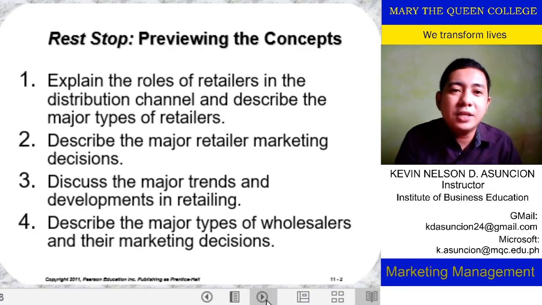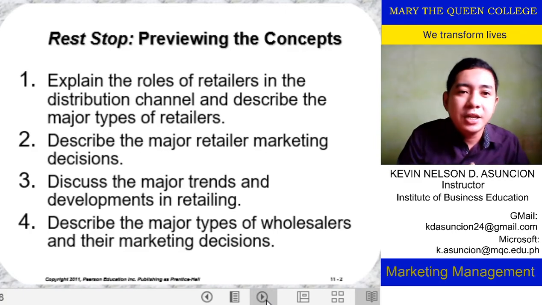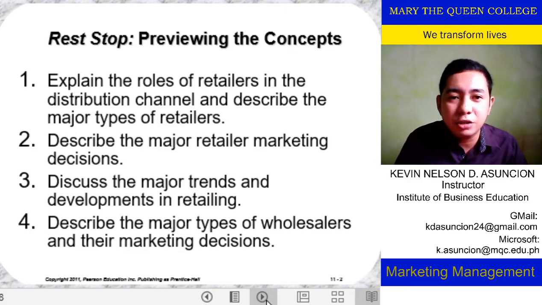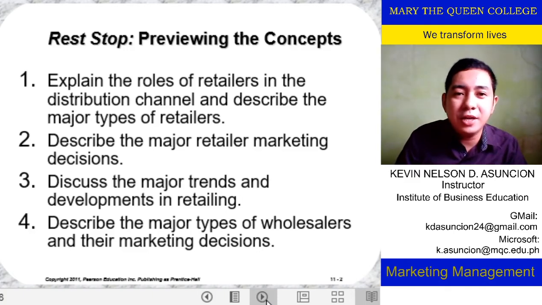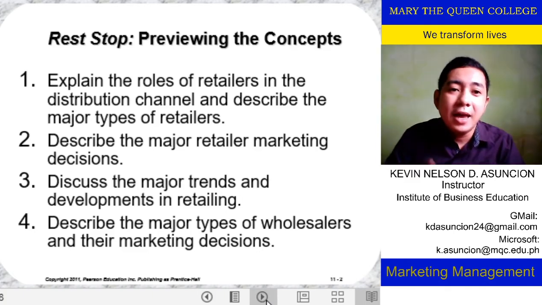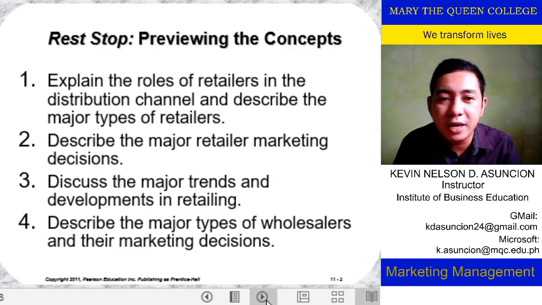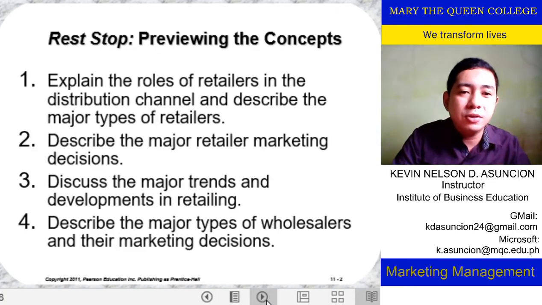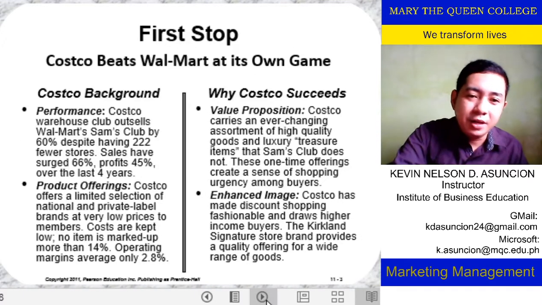So this session's objectives are: you are able to explain the roles of retailers in the distribution channel and describe the major types of retailers, and then describe the major retailer marketing decisions. Number 3, discuss the major trends and developments in retailing. And last, you are able to describe the major types of wholesalers and their marketing decisions.